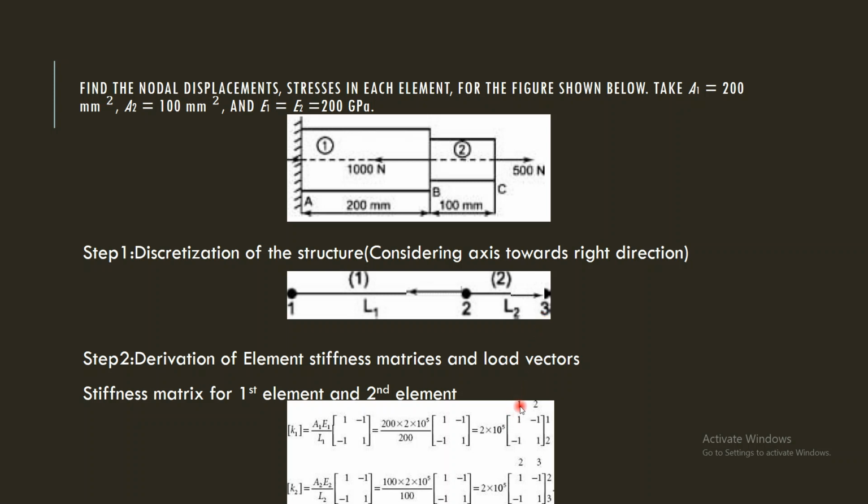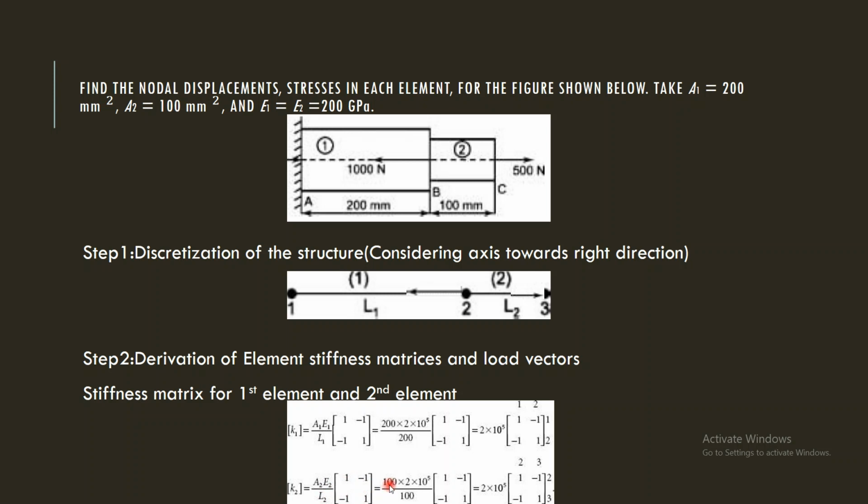So instead of representing U1, I have just written the number 1, number 2, 1 and 2. So the corresponding row and corresponding column are situated with the corresponding degrees of freedom. Next, K2. K2 is equal to A2 E2 divided by L2, times the matrix 1, minus 1, minus 1, 1.